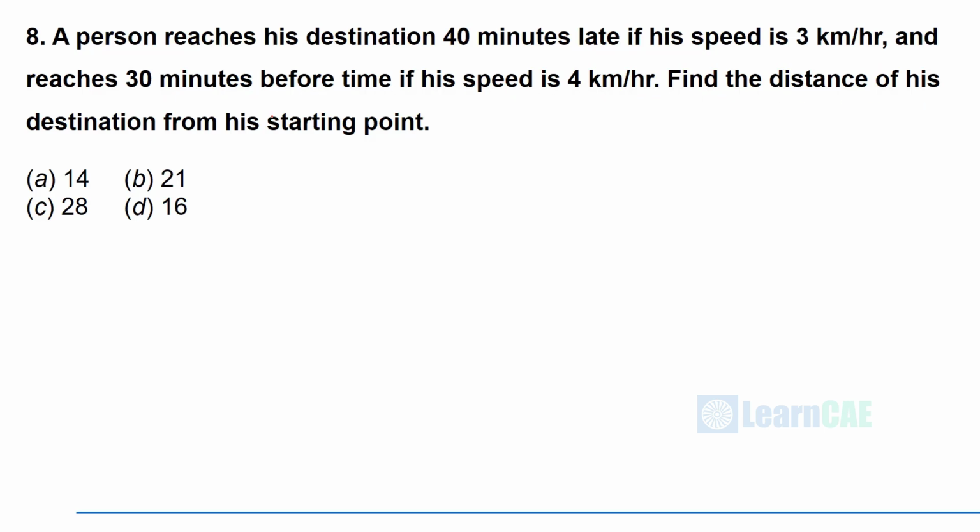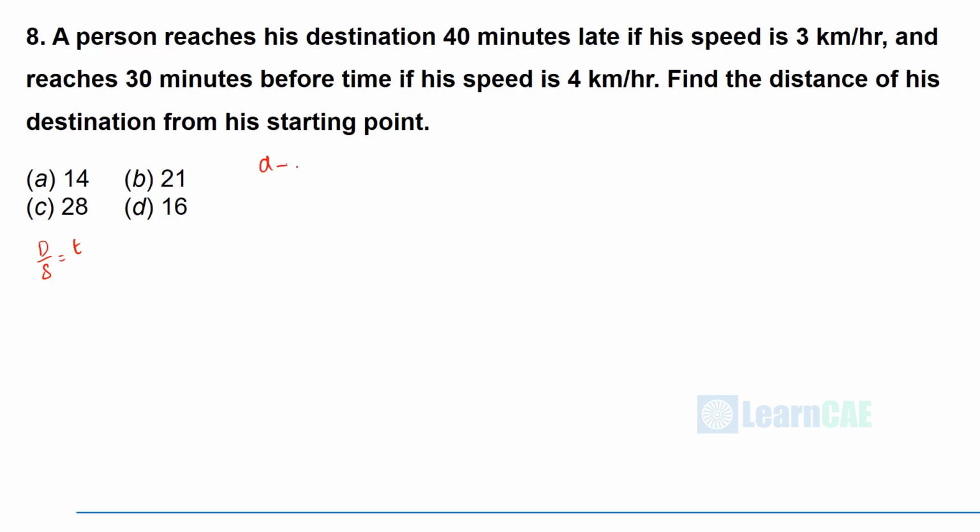Find the distance of his destination from his starting point. We know that distance by speed is equal to time taken. In this case, the distance is the same, and they are saying that if he walks at a speed of 3 km per hour, he reaches 40 minutes late, and if he walks at a speed of 4 km per hour, he reaches 30 minutes early. So by using this, they are asking to find the distance.